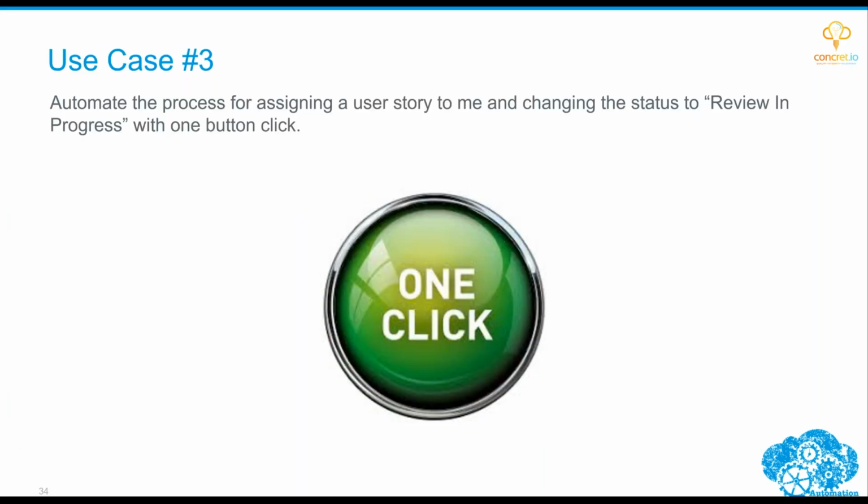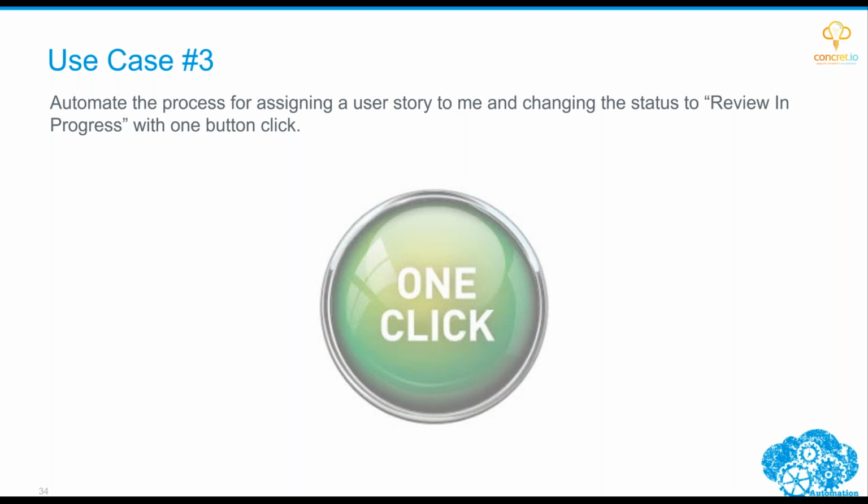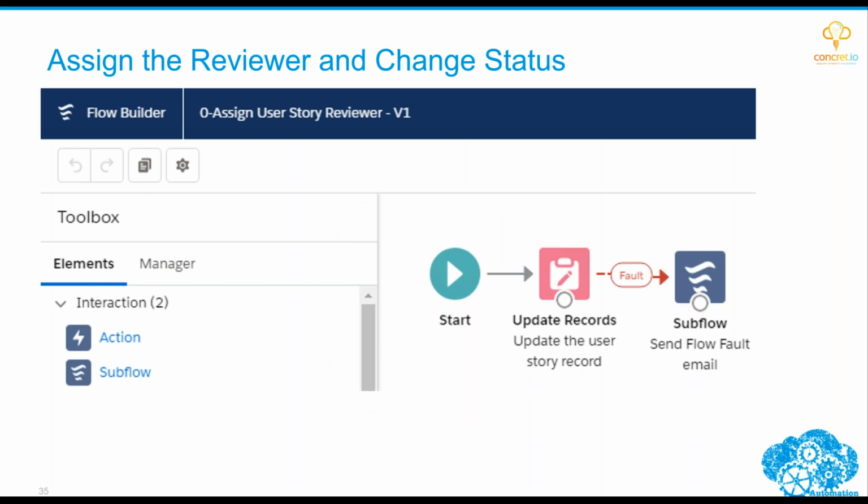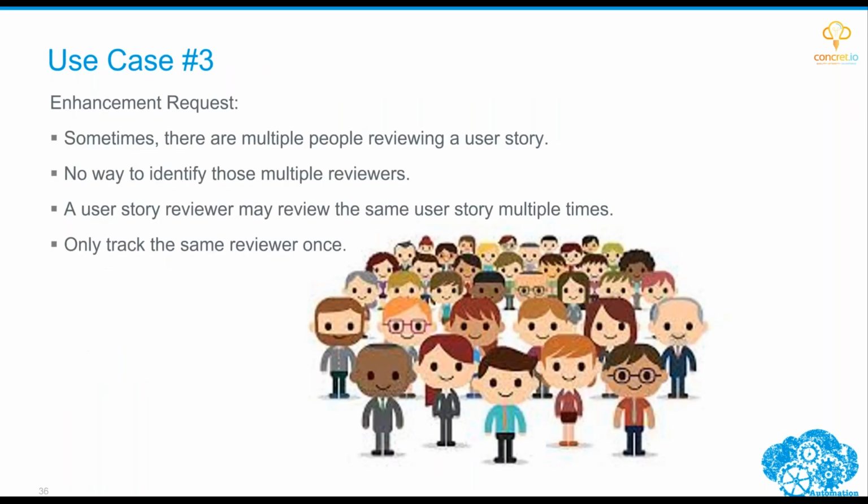Okay, our third use case is we're going to automate a process by assigning a user story to me and changing the status to review in progress with one button click. The way that we created it was one update records, and then a flow that we're handling errors. Our enhancement request is sometimes there are multiple people that are assigned to reviewing a user story, and we currently don't have a way to identify those multiple reviewers, but we only want to capture that user story reviewer once.